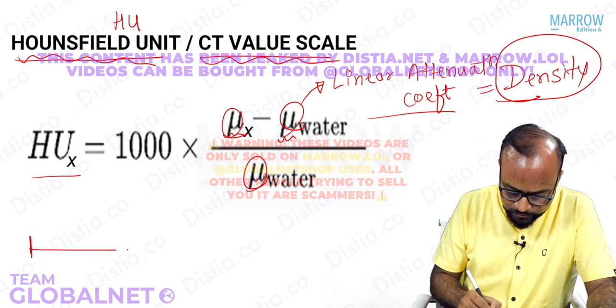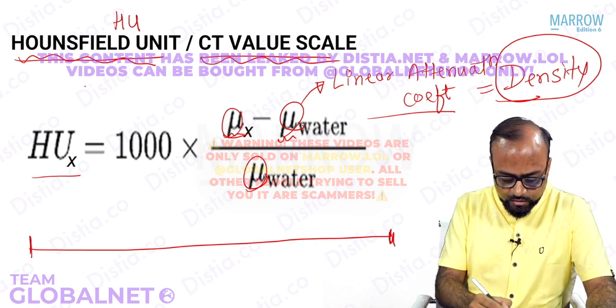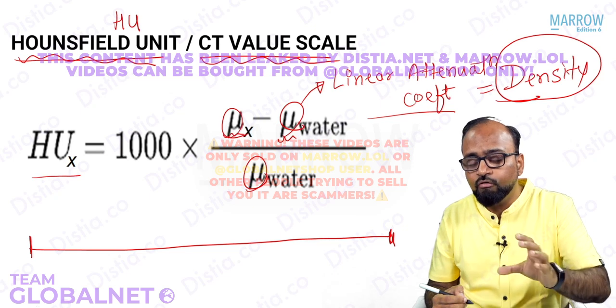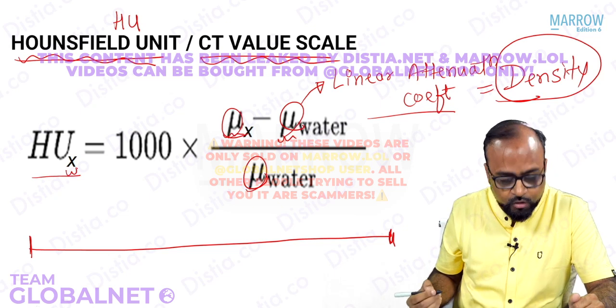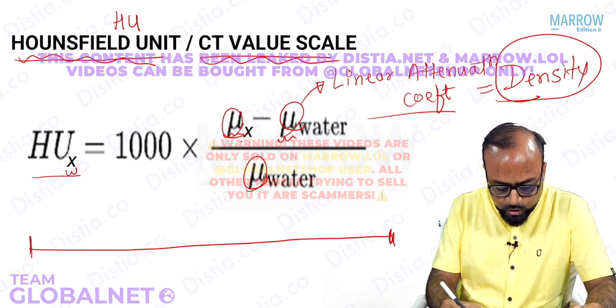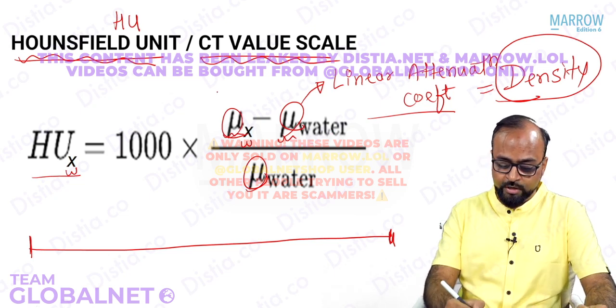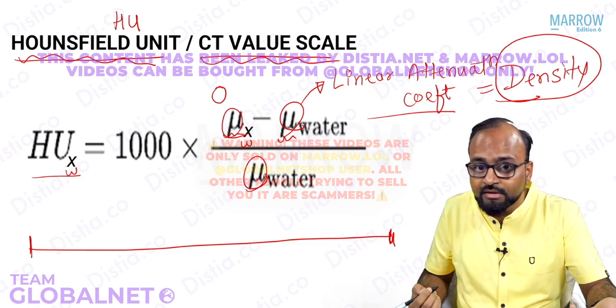Now I want you to apply a little bit of mathematics. Just look at this equation. Tell me, using this equation here, what will be the Hounsfield unit value of water. Look at the equation. So X will become water. So what will be the Hounsfield unit value of water? 1000 multiplied by mu of water minus mu of water, divided by mu of water. So the numerator will be 0. Multiplied or divided by anything, the answer will be 0.